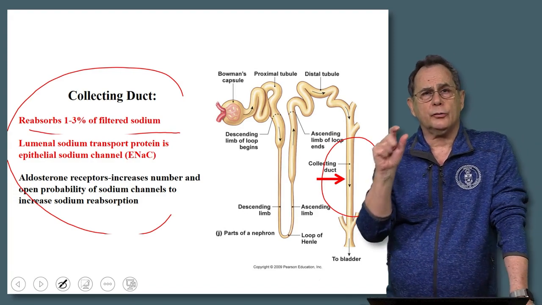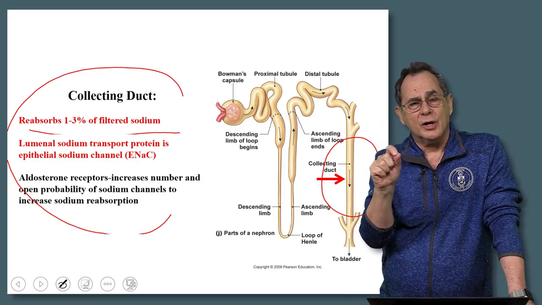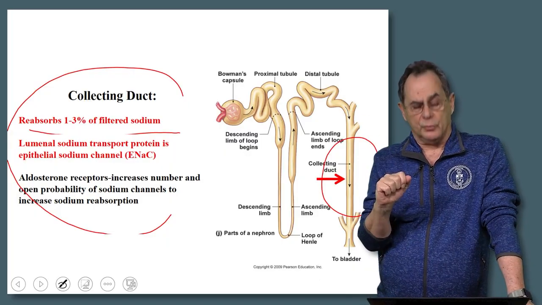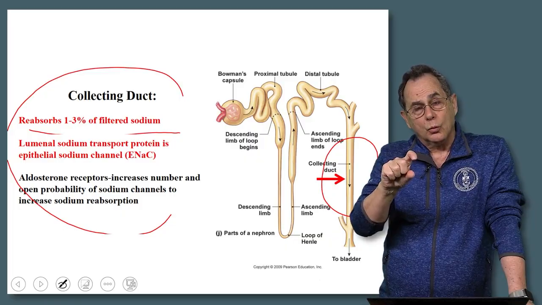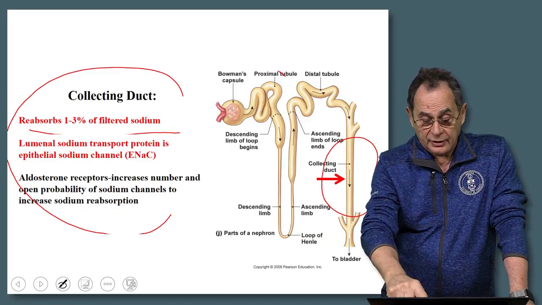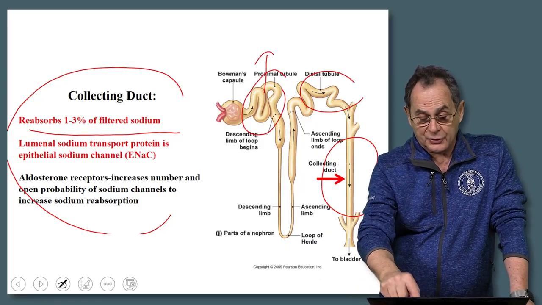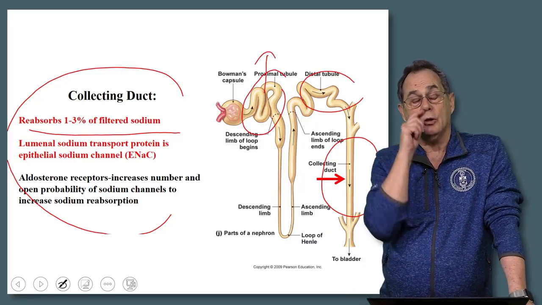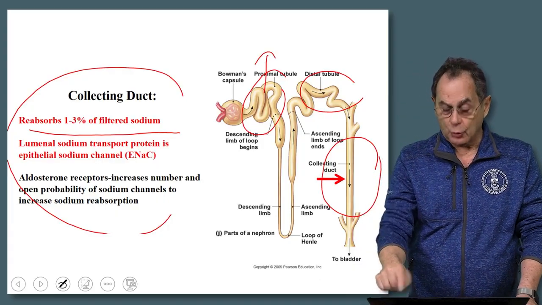It reabsorbs 1 to 3% of the filtered load of sodium. That's actually important because remember, you and I only excrete about 1%. So the collecting duct has the ability to really alter total sodium reabsorption in addition to what happens in these upstream segments and what happens in peritubular capillary Starling forces. What's the luminal transporter in the collecting duct?